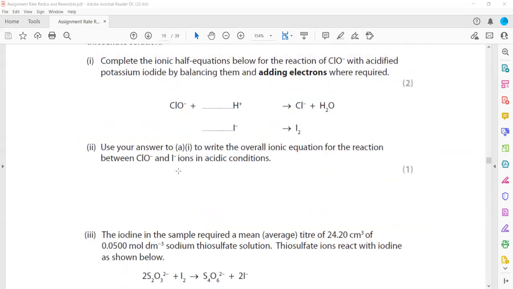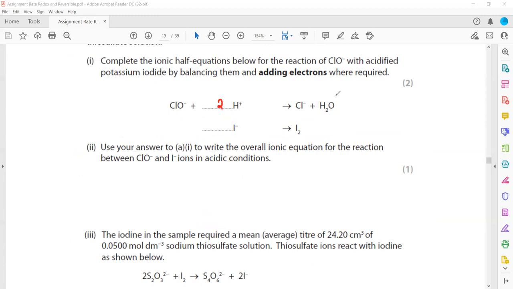Then complete the ionic half equation for the reaction of ClO with acidified potassium iodide, balancing them and adding electrons where required. So first, what is the rule? To balance oxygen, we add water. So we have 1 oxygen, we add 1 water. To balance hydrogen, we add protons. So we have 2 hydrogens, so we should add 2 protons.